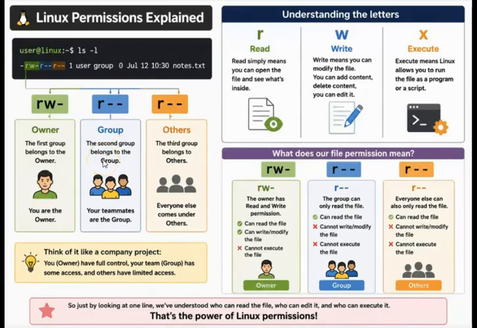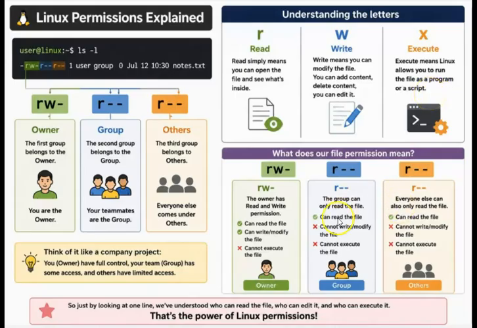Now let's understand these letters. The first letter is r, and here r stands for read. Read simply means you can open the file and see what's inside. The second letter is w. W stands for write, and it means you can modify the file, add content, delete content, and edit it. The third letter is x. X stands for execute. It means Linux allows you to run the file as a program or a script.